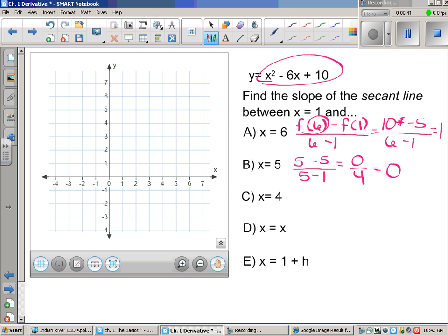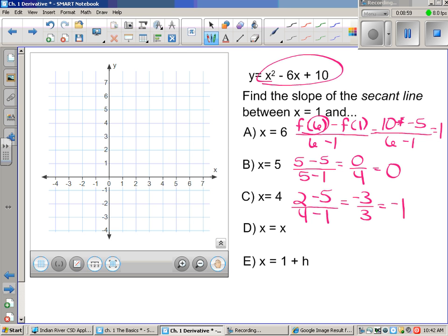When it's 4, you have 16 minus 24. 16 minus 24 is negative 8 plus 10, which is 2. Minus that 5 again. 4 minus 1, so you have negative 3 over positive 3, so you get negative 1.